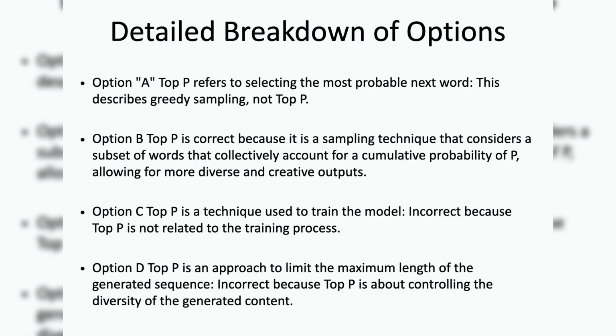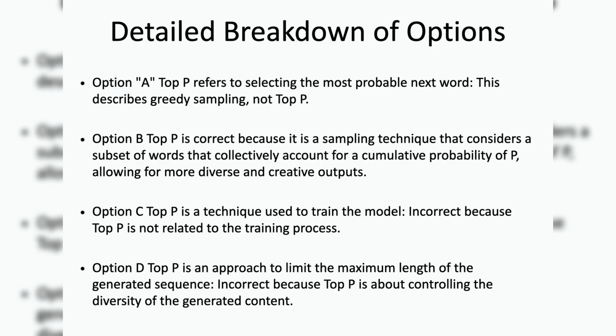Let's take a look at each option one by one. Option A: top P refers to selecting the most probable next word. This describes greedy sampling, not top P. Greedy sampling always picks the highest probability word, which can lead to predictable and repetitive outputs, not the diversity that top P provides.